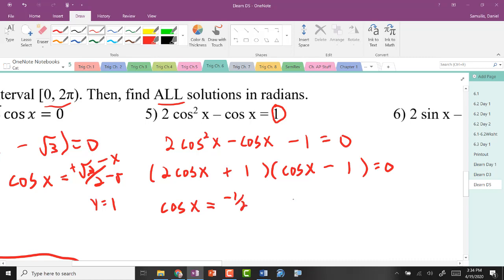There's my dog barking. Cosine, Scruffy. I'm in the middle of something. All right.